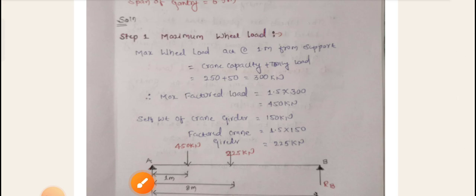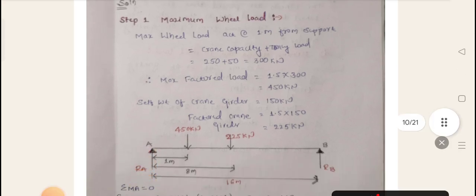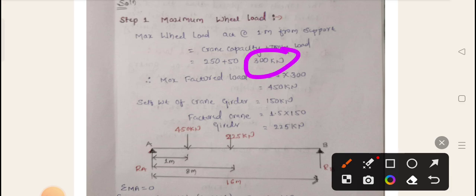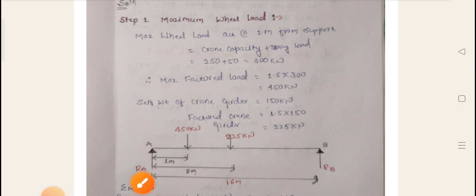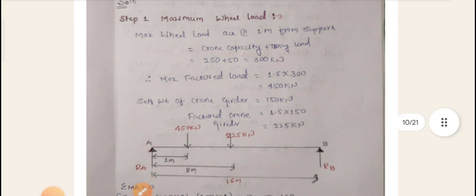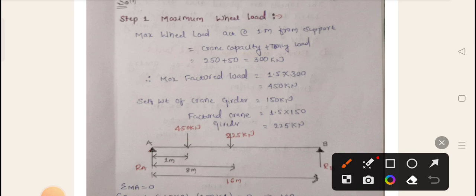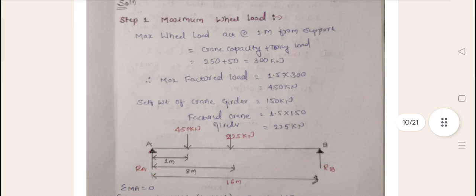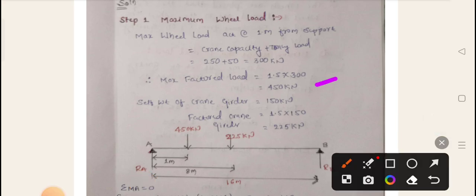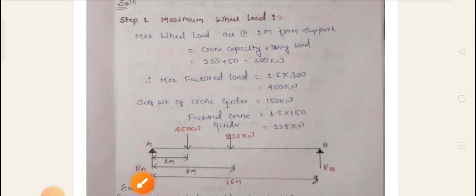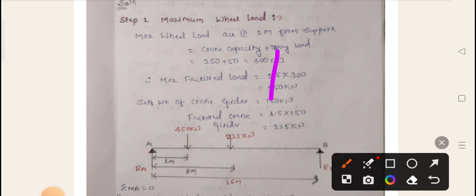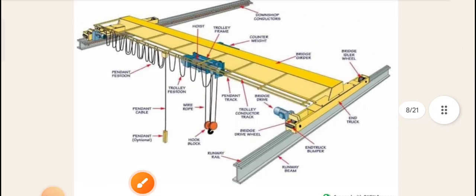Always we are supposed to multiply the service load by 1.5 in order to increase the working load, so that we already take the factored load for design. That's why I multiply 1.5 into 300. So how much load is coming on the wheel? That is 450 kilonewton. Next, one thing you have to take note of whenever you are designing this, I will show in the diagram.